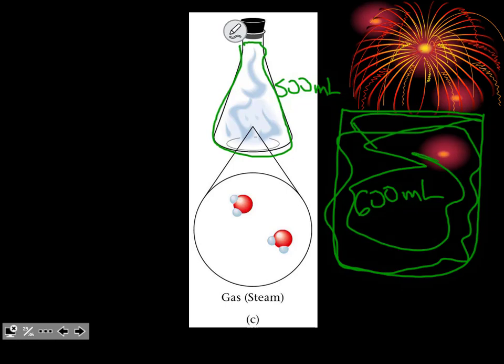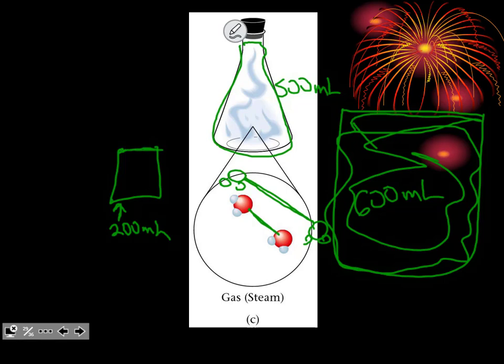Say the molecules would just be further apart. So let's say they're this far apart in the Erlenmeyer flask. They would be this far apart in this big 600 milliliter container. On the inverse, I have a little 200 milliliter container, with a lid on that since it's a gas. It's going to fill up the whole thing, so these little water molecules would be this far apart.